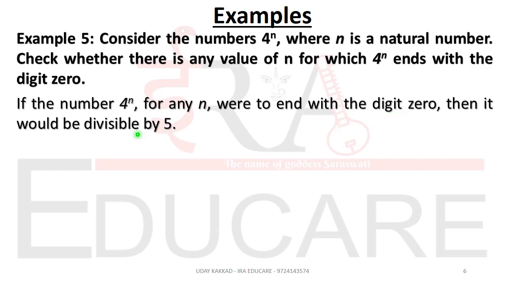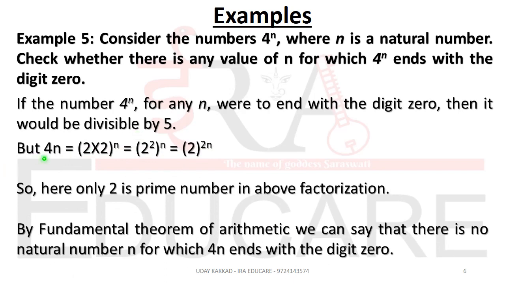So friends, if any number ends with the digit 0, then it would be divisible by 5. It is the rule. Let's take 10. 10 ends with 0, so it must be divisible by 5. So any number that ends with 0 is always divisible by 5, right? So if 4 raised to n ends with 0, then it must be divisible by 5.